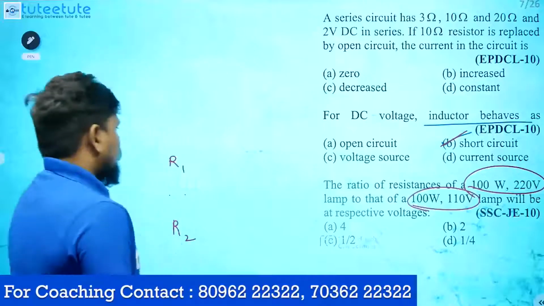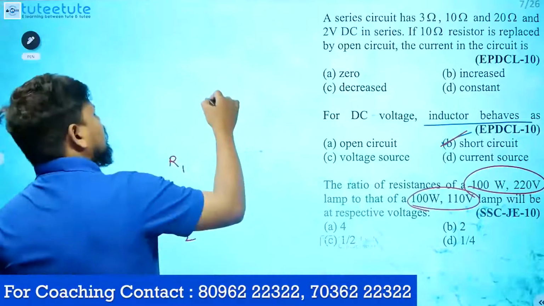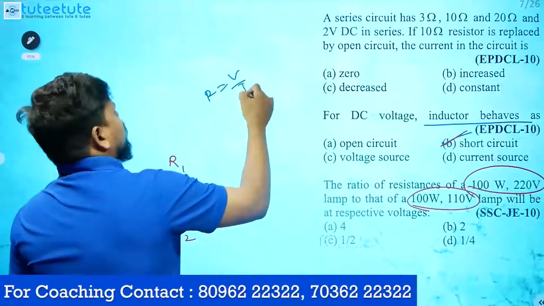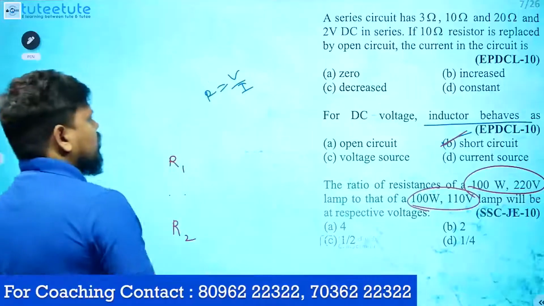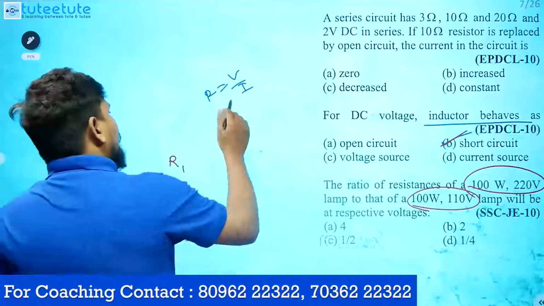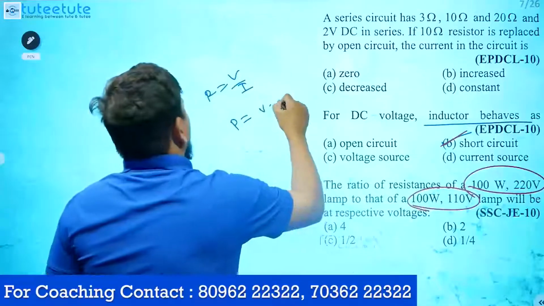Remember, R1 and R2, they are asking the ratio. What is the resistance? Generally R equals V by I, we know this. But we have only voltage and power, right? So we can represent it this way: wattage means power rating only. Power is nothing but V into I.